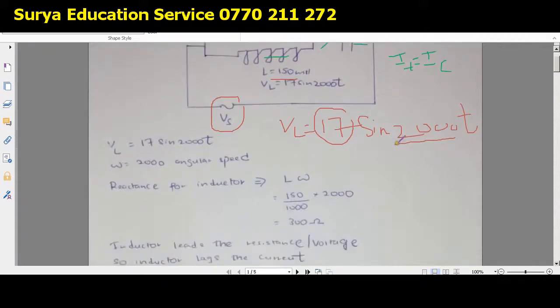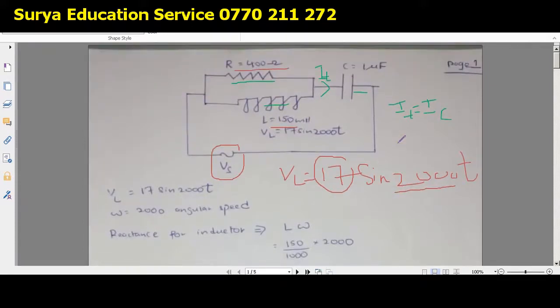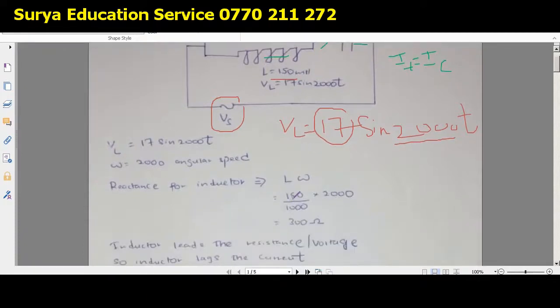Because in most of the final exam question papers they will give you the source voltage, right? But be very careful, here they have not given us the source voltage. This is something that we need to evaluate. Here they have given us the voltage across the inductor, right? Okay, so now let's focus.